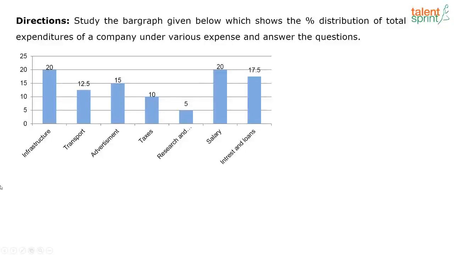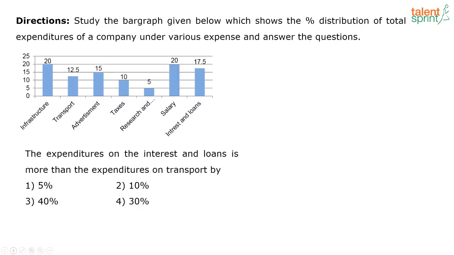Next question is on data interpretation. So let us look at the first question from this graph. The first question is there on your screen. The expenditure on interest and loans is more than the expenditure on transport by dash.